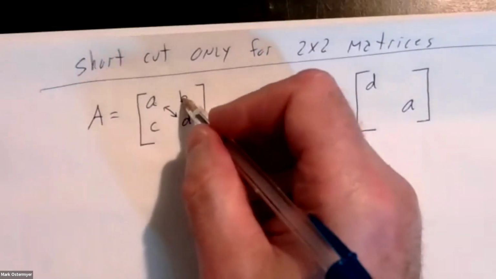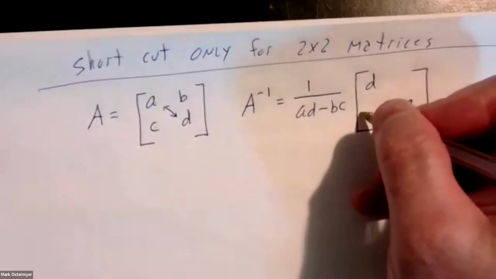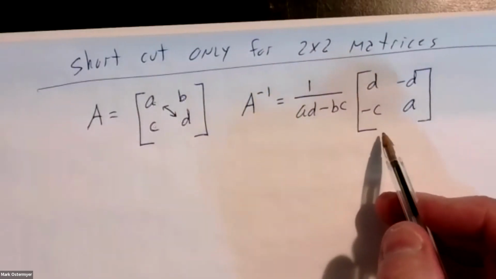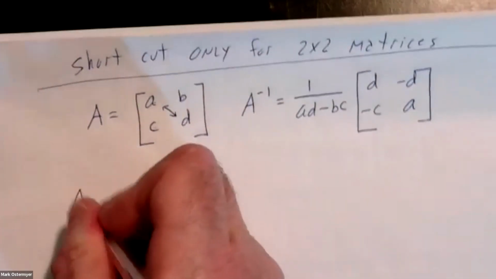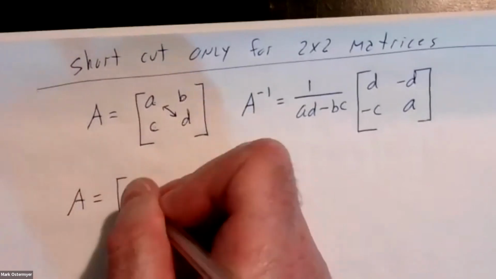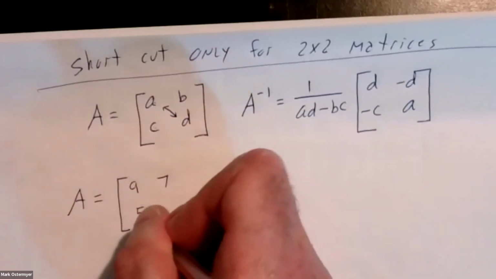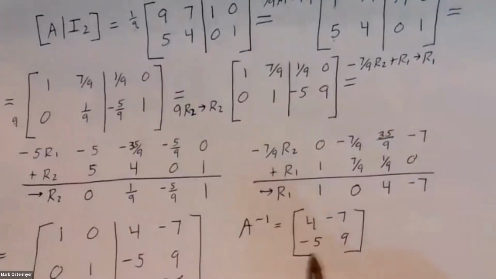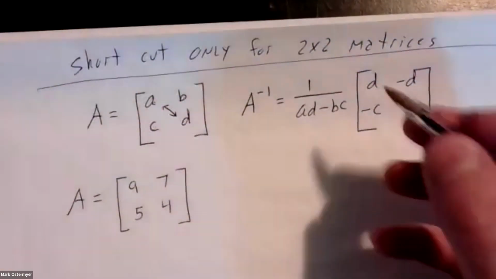And then these values take on the opposite sign. That's the shortcut for finding the inverse of a 2x2 matrix. Everybody see that there? So I can show you how this shortcut works for the matrix we just got done finding the inverse for by using elementary row operations. I'm going to show you how to get this inverse only using this shortcut here.